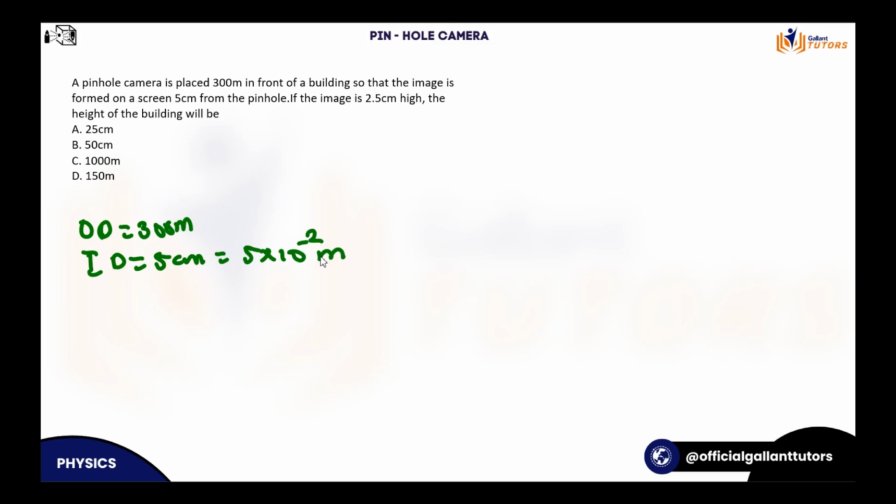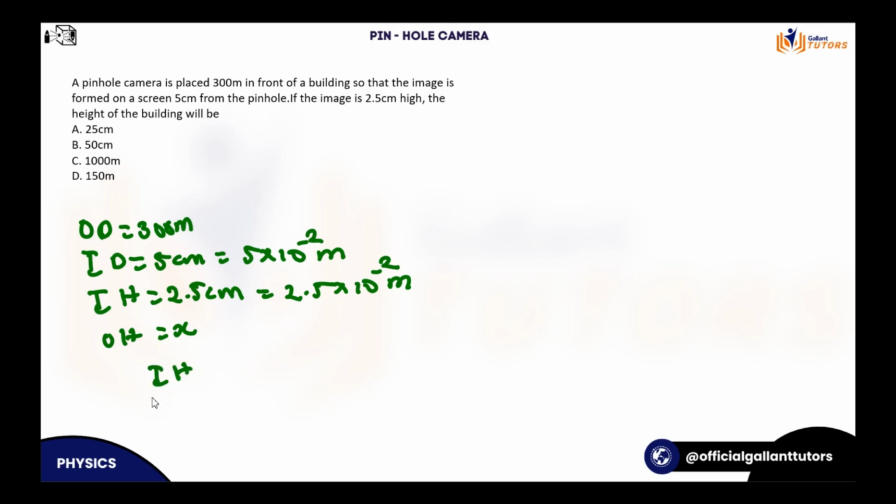All right. Okay, so if the image is 2.5 cm high, so image height is 2.5 cm. We have 2.5 times 10 raised to the power minus 2 meters, right? The height of the building. So object distance is x. Now go back to your formula. Simple as that. Image height over object height equals image distance over object distance.